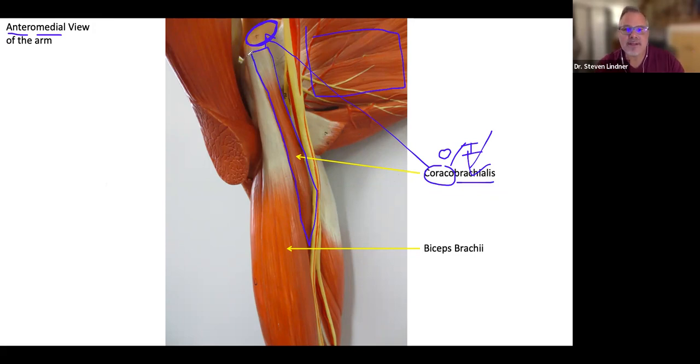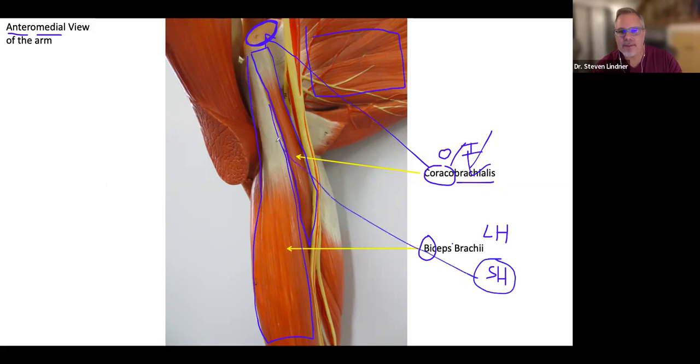The other muscle that attaches there is this large muscle here called the biceps brachii. Now, bi means two. So there's a long head, and then there's going to be a short head. Those are the two heads of the bicep. The one that originates on the coracoid process is the short head. That's the short head of the biceps brachii. Not the long head, the short head.